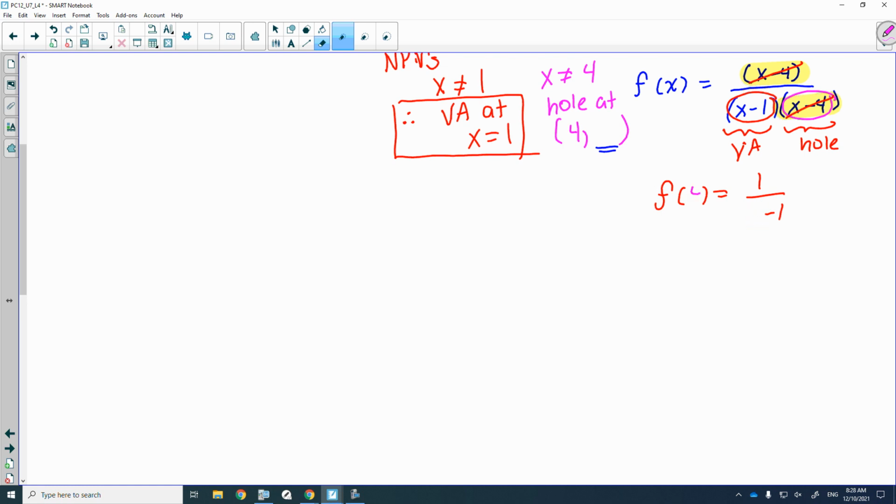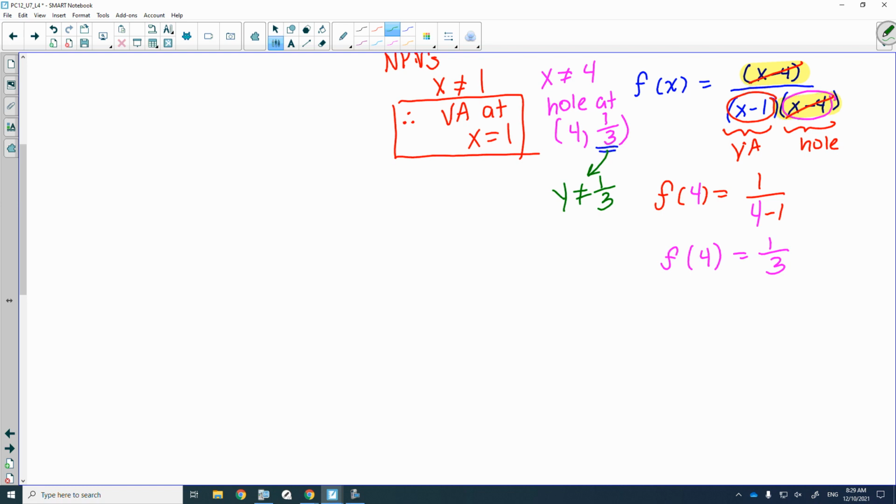So I'm going to have a 4 here and a 4 here. f(4) is equal to 1/3. So the y value of the hole is 1/3. Students, when they do their range, they always forget the y value of the hole. So as soon as I see this, I make a note of what y cannot be equal to. So y cannot be equal to 1/3.